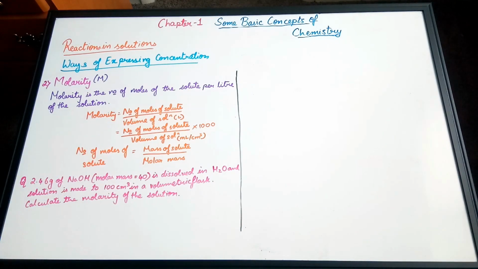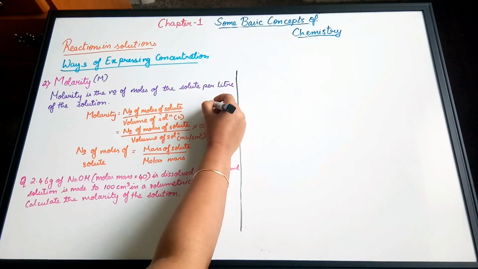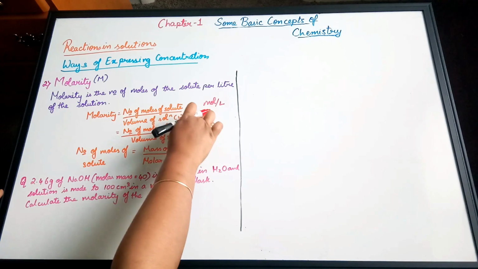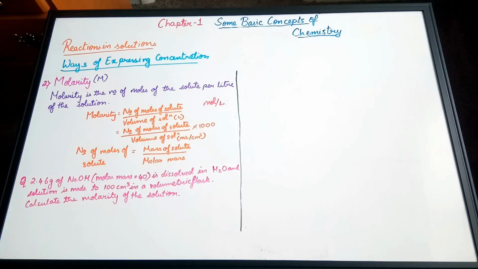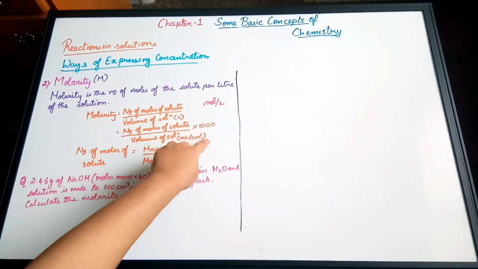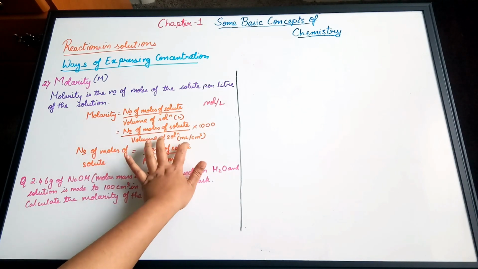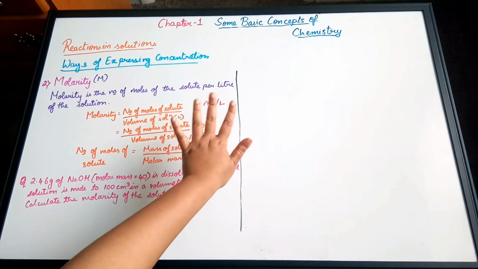So its units are moles per liter, because the unit of the number of moles is mole and volume is in liters. And when we have the solution in milliliters, then we just multiply by 1000, and even then you will have it as moles per liter, because we are basically converting mL or centimeter cube to liters.